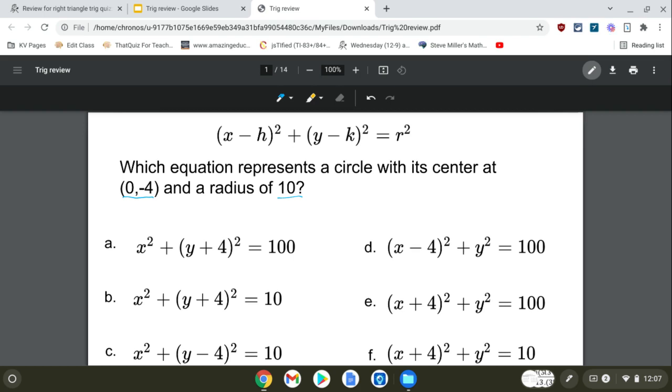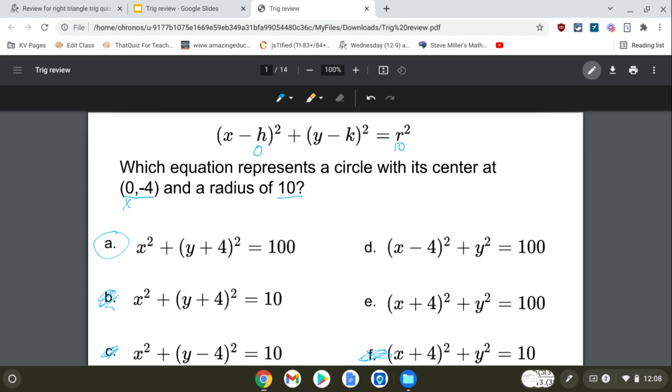All right, so up here at the top, you've got your standard form of a circle formula. The r is a 10, and 10 squared is equal to 100. So you can mark off F, B, and C. And it looks like the x-coordinate of the center is going to be a 0. So the h right here is going to be a 0, which is going to give us option A. Option A is the only one that matches that.